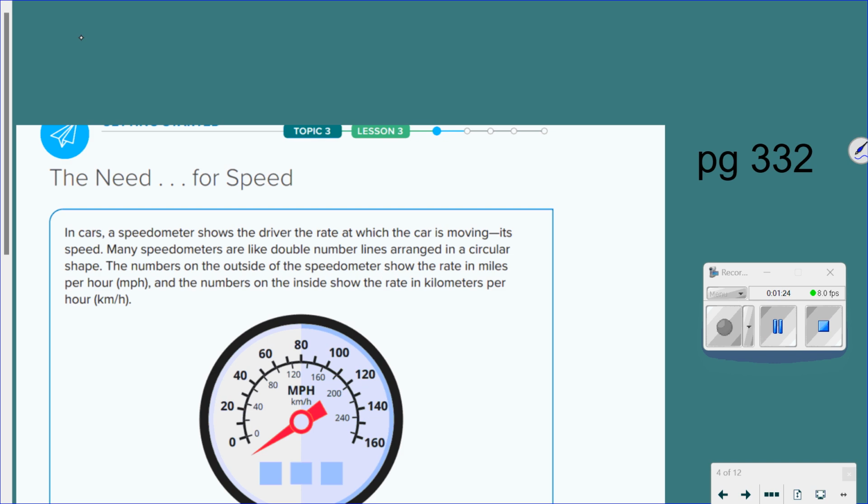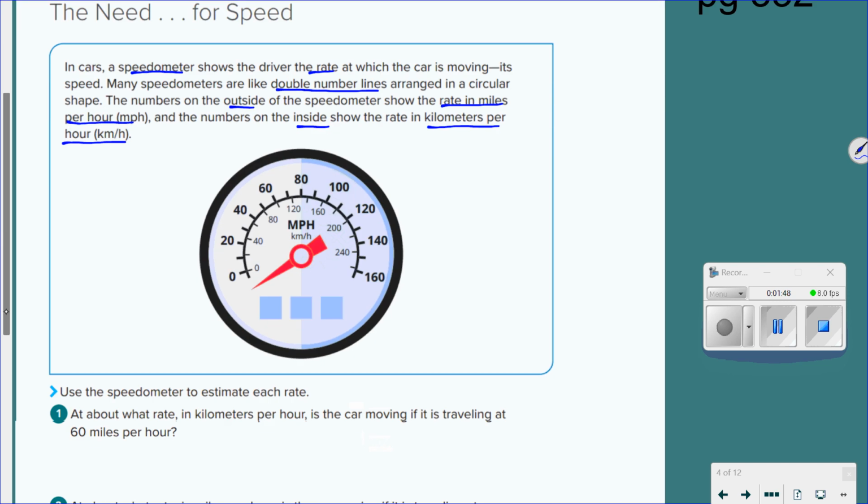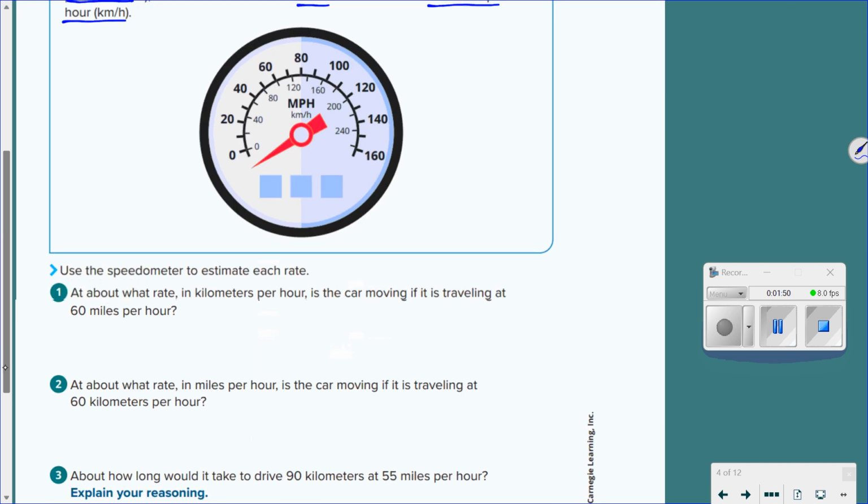On this one, in cars, the speedometer shows the driver the rate at which the car is moving, its speed. Many speedometers are like double number lines arranged in a circular shape. The numbers on the outside show the rate in miles per hour, and the numbers on the inside show the rate in kilometers per hour. So you literally have a double number line. It's just a round one. You can use this to estimate the rates.